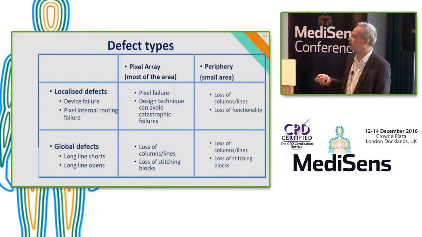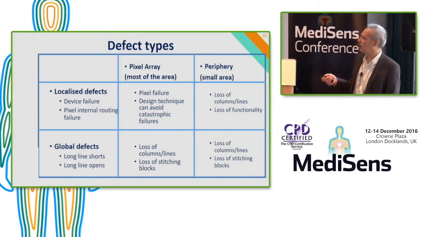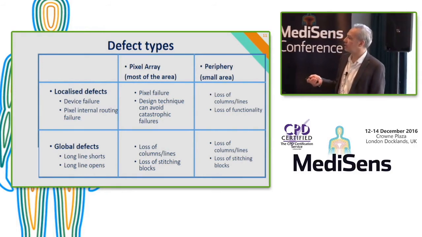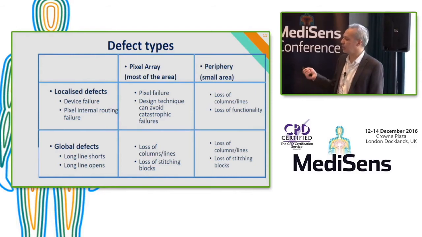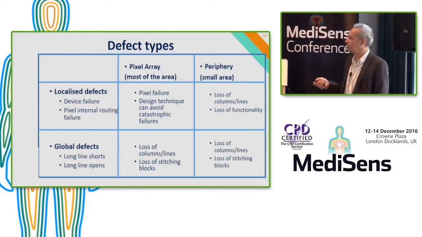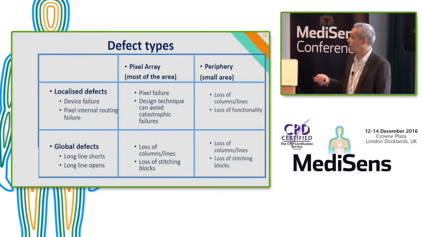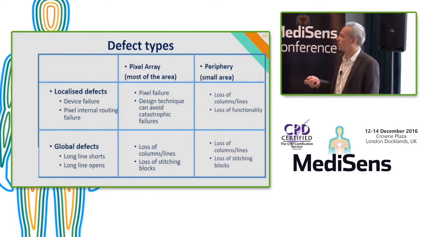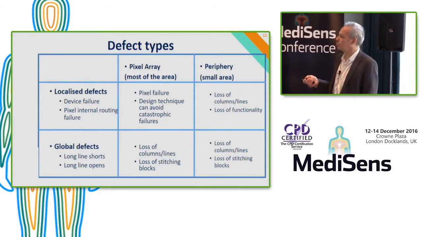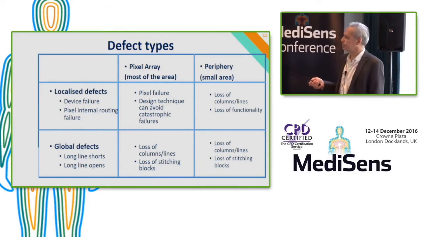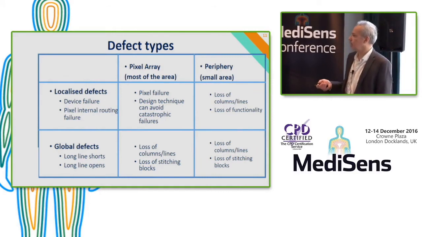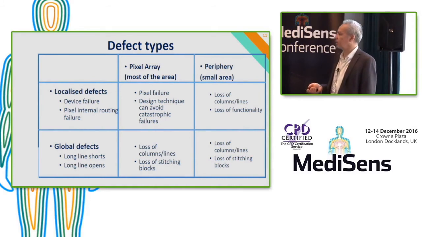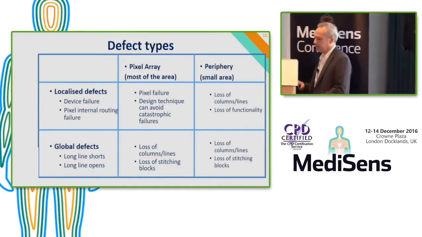In the periphery, if you have localized defects, because there are some lines driving the control of the sensor, you can end up losing lines, or eventually losing the sensor, or having loss of functionality, and similar. And for global defects, again, you can lose lines and stitching blocks.